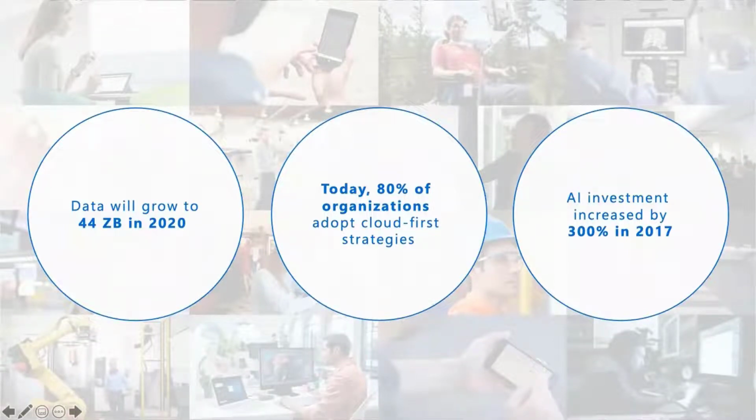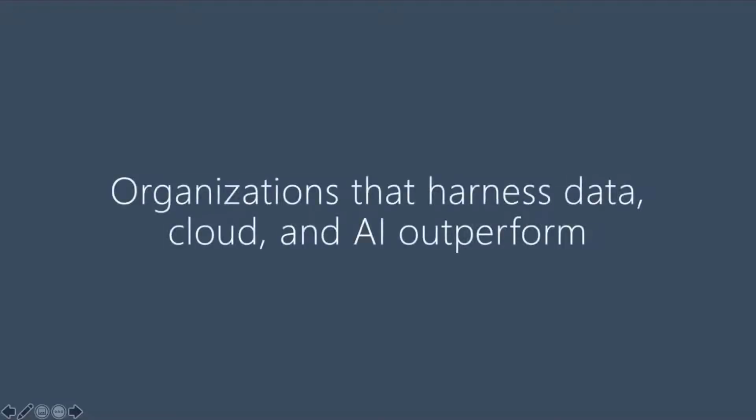And 80% of organizations adopt cloud-first strategies. We know that investment in the AI world has increased by around 300% since 2017. And AI, of course, is powered by data. You have to feed in the data to train your systems to get some kind of artificial intelligence and be meaningful out there. So organizations that harness data, the cloud and AI outperform. This is something which we have seen.